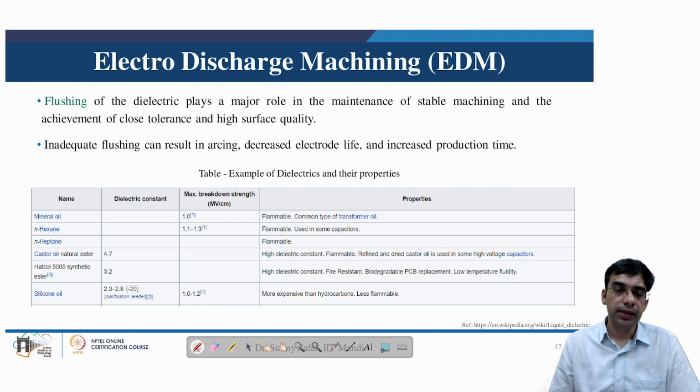And there is another important role of removal of the debris as mentioned previously. This is known as flushing, and the dielectric fluid plays a major role by maintaining a stable machining gap and arc for achievement of close tolerance and high surface quality, because without this flushing action, there can be decreased electrode life and increased production time.